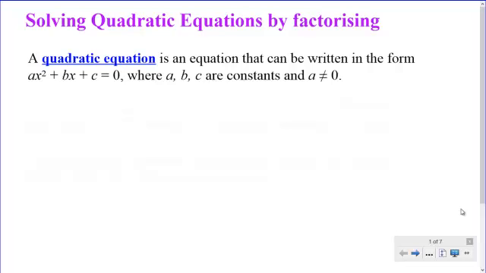Solving quadratic equations by factorising. A quadratic equation is an equation that can be written in the form ax squared plus bx plus c equals 0, where a, b, c are constants and a is not equal to 0.